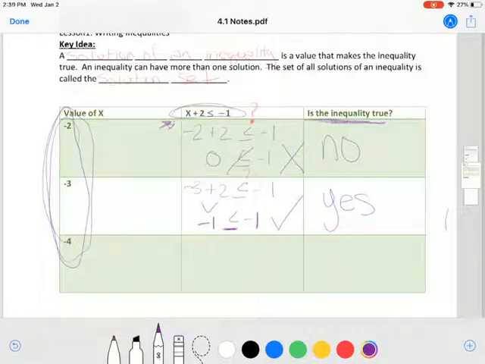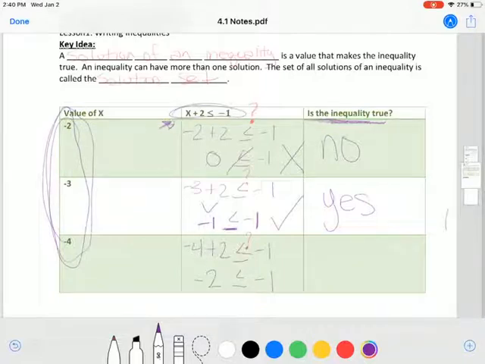All right, let's try our last one. So now it's asking us to plug in -4 for x. So we have -4 plus 2 is less than or equal to -1. Is this inequality true? Is this part of our solution set? Well, first we have to solve what is -4 plus 2. And -4 plus 2 is -2. I'm going to bring down my inequality sign, bring down that -1.